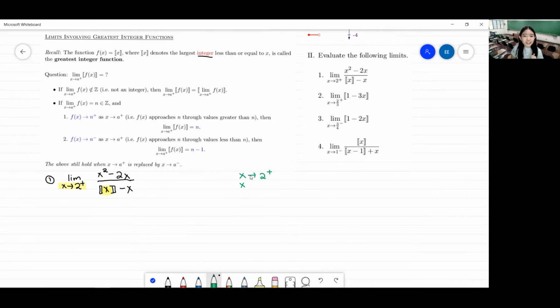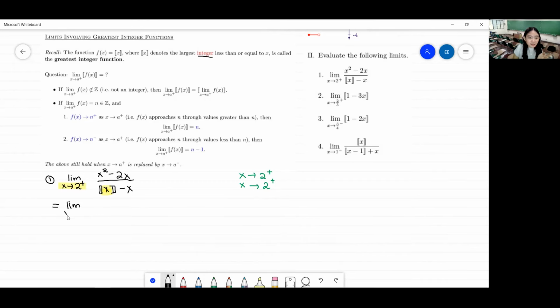If this is the behavior of x, then the inside function has the same behavior. It still approaches 2 through values greater than 2. So take note, the value of x is not 2 itself, it only approaches 2. An example of which could be 2.0001. Okay, what is the GIF of such a value? 2, in fact. So that is what you will rewrite here.